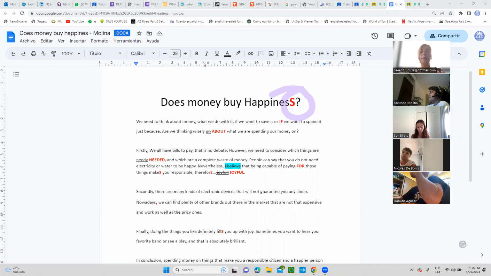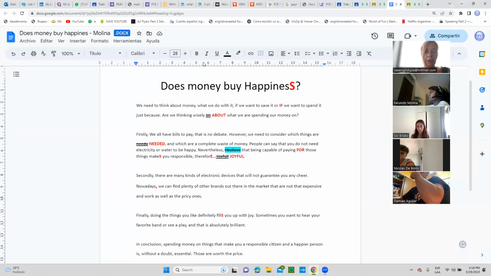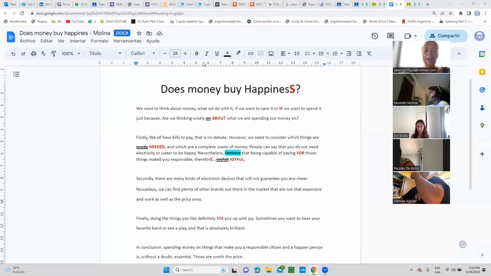And I know when students copy and paste from the internet. Chicos, me doy cuenta cuando copian y pegan. I know these things. Jackie knows about these things because I know you as students, so I know when you are cheating. Okay, so happiness. Happiness with double S. Be careful with the capital letters. Facu, buy should be in capital letter, and money also. We need to think about money, what we do with it, if we want to save it, or if we want to spend it just because.